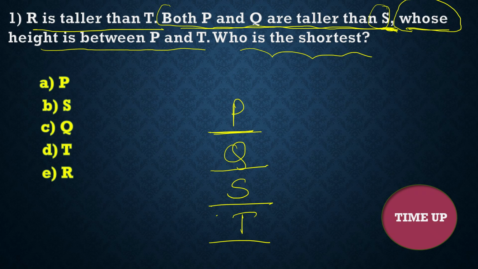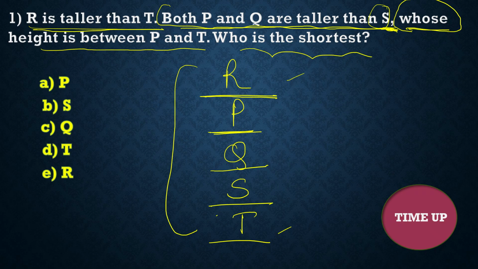And what they have said, R is taller than T. Does this satisfy all the conditions? Yes. See, R is taller than T. They have not said that R is just taller than T, meaning just above T, R should be placed. It is not said like that, just above or just below. So R is taller than T, so you can place R anywhere such that R should be taller than T.